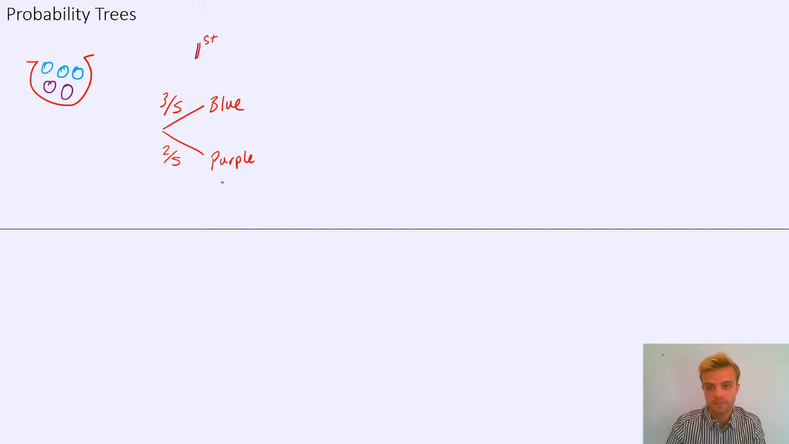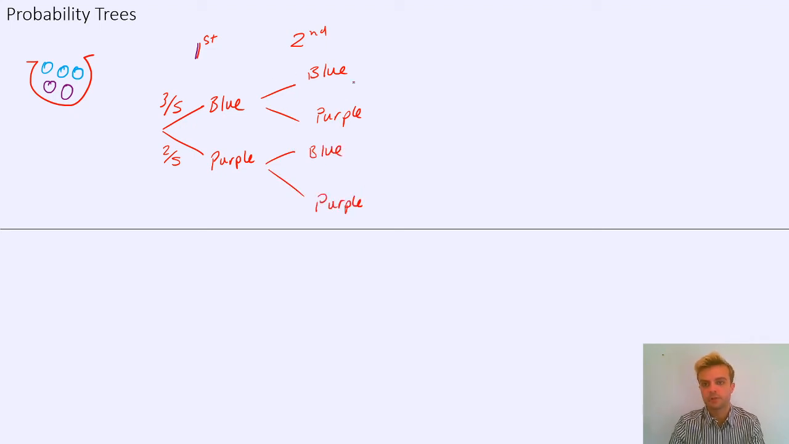Don't forget, if you're listing every possible outcome of something happening, if I pick a ball out of that bag, it can be either blue or purple, so those 2 probabilities need to add up to 1, which is why if blue is 3/5, purple is going to be 2/5. So then after I pick my first ball, I put it back and I pick another one. So I have a second pick, which again can be either blue or purple. So we branch off again like this.